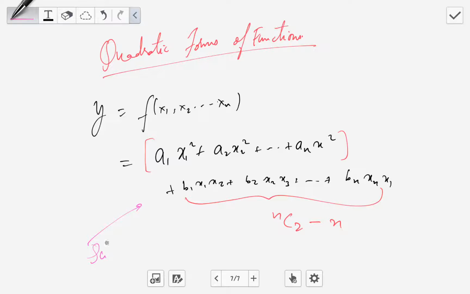So this is your quadratic form. Do you agree with that? Yes. And then you can also have these. After this, you will also have expressions like plus c1 x1 plus c2 x2 plus so on up to cn xn plus d0. So this is the entire quadratic form. So let us write this again.